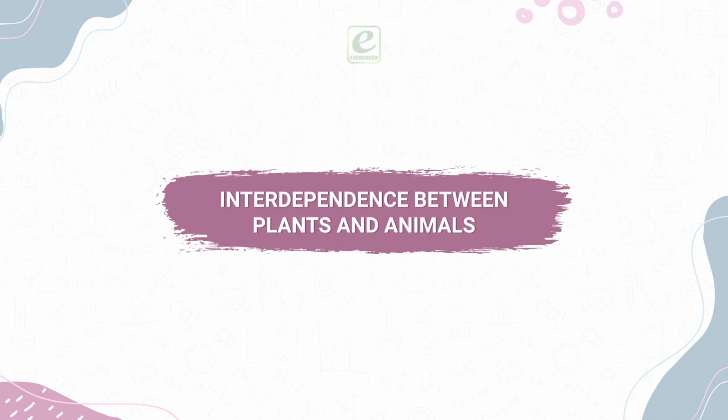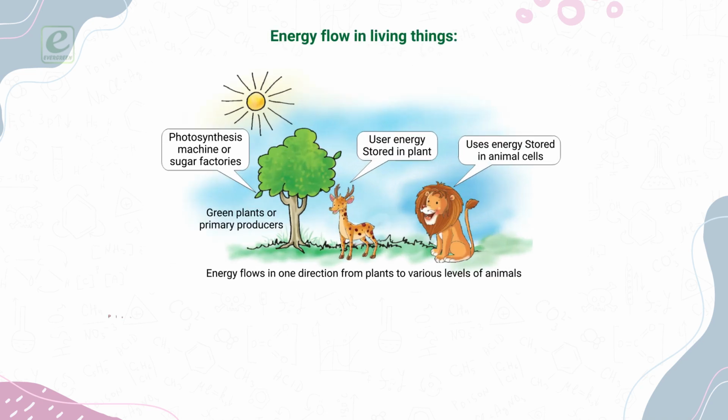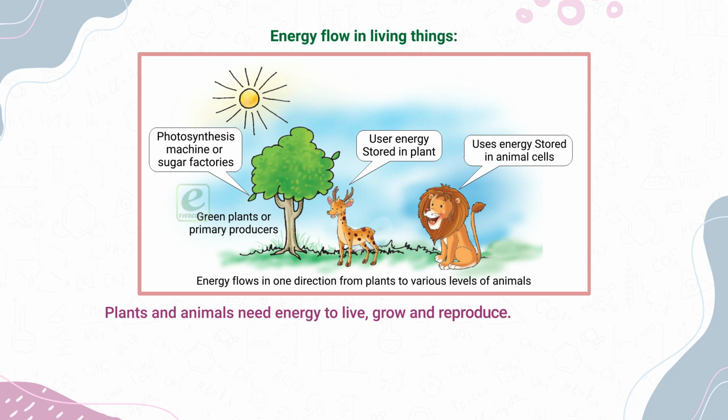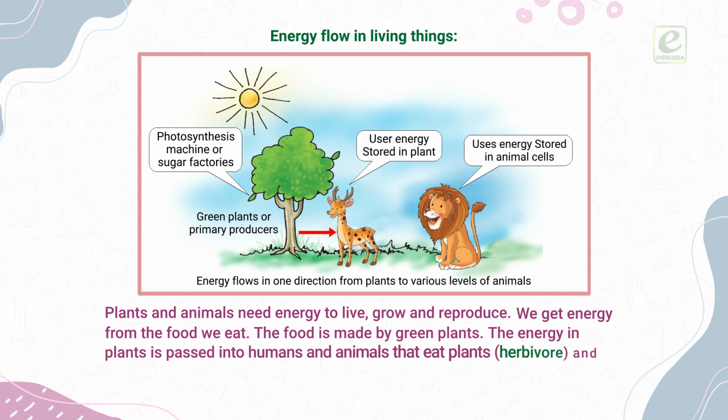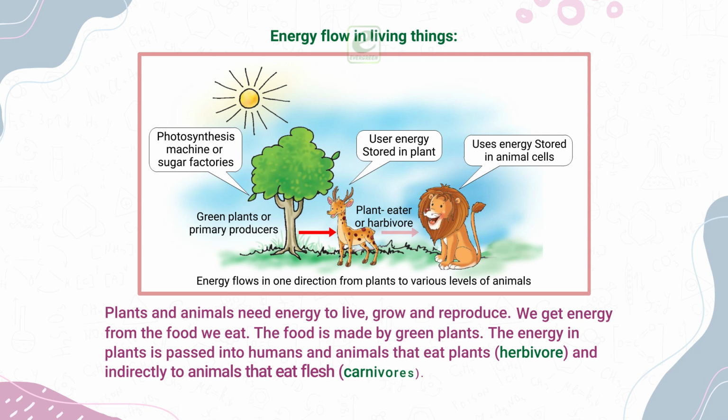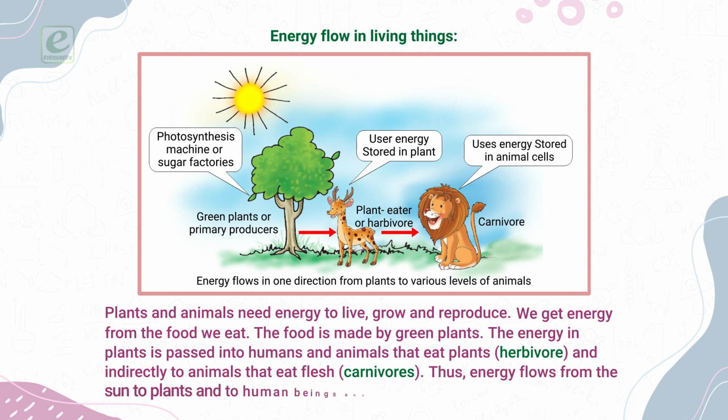Interdependence between plants and animals. Energy flow in living things. Plants and animals need energy to live, grow, and reproduce. We get energy from the food we eat. The food is made by green plants. The energy in plants is passed into humans and animals that eat plants, herbivores, and indirectly to animals that eat flesh, carnivores. Thus, energy flows from the sun to plants and to human beings and other animals.